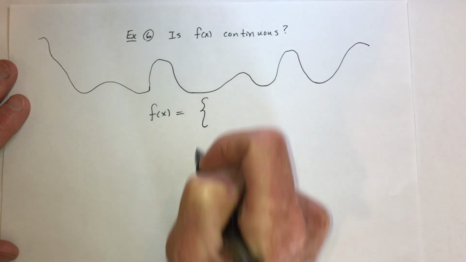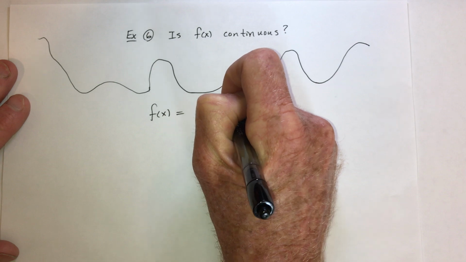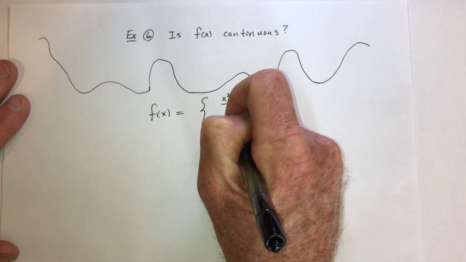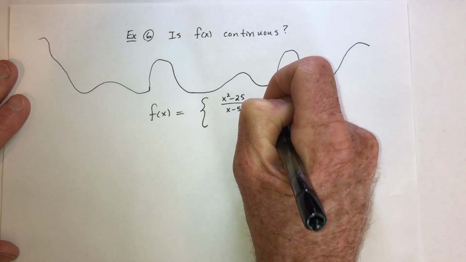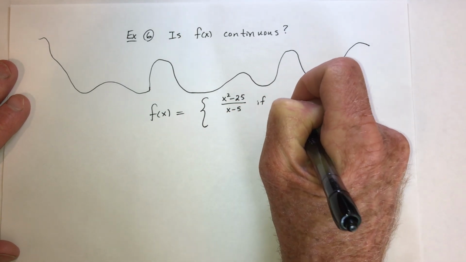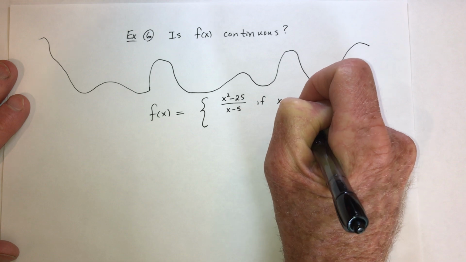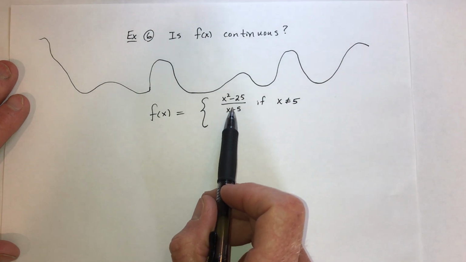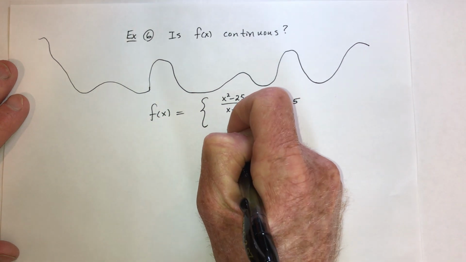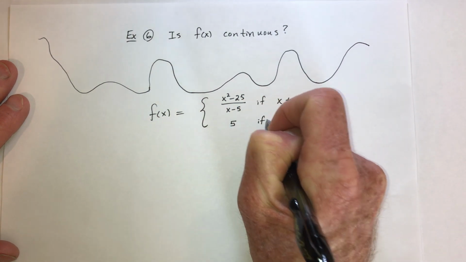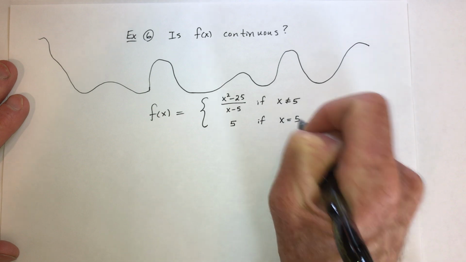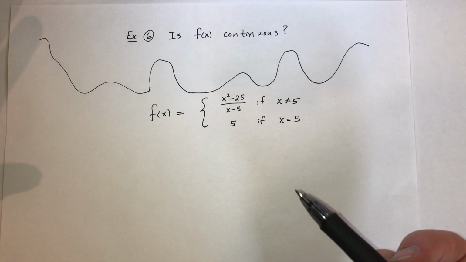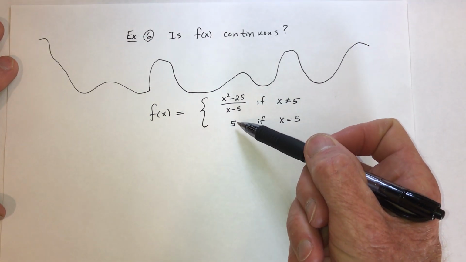So here's the function. It's x squared minus 25 over x minus 5, and that's if x is not equal to 5. So for all other numbers, you can go ahead and use this as the function. And then it's going to equal 5 if x does equal 5. So basically we need to make sure that these two pieces match.